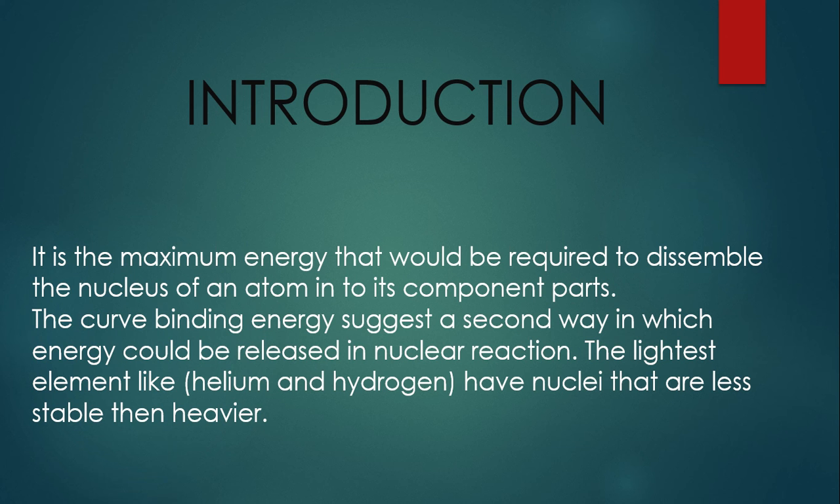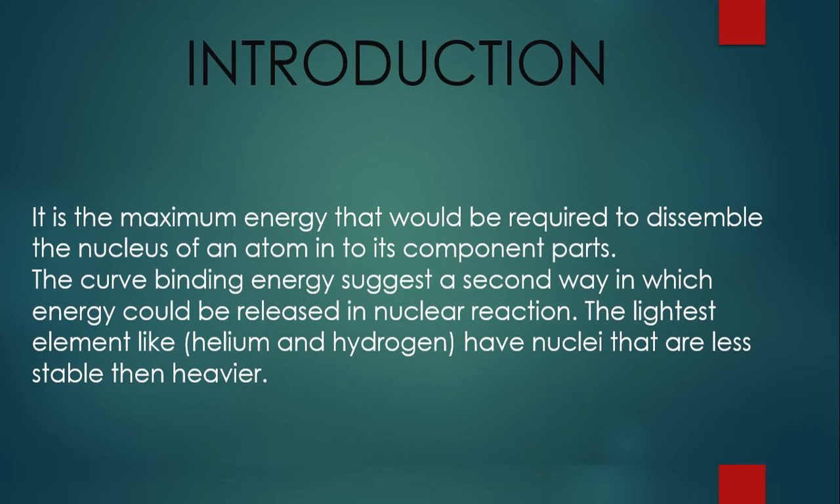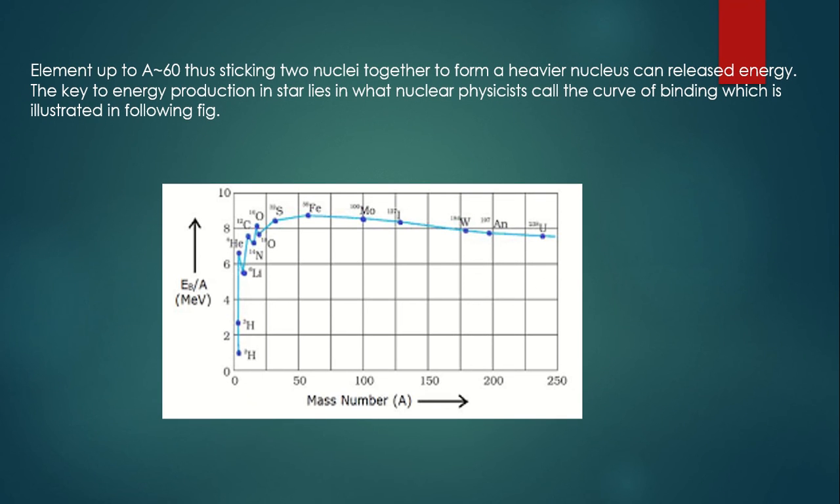Introduction. Binding energy is the maximum energy that would be required to disassemble the nucleus of an atom into its component parts. The curve of binding energy suggests a second way in which energy could be released in a nuclear reaction. The lightest elements like helium and hydrogen have nuclei that are less stable than heavier elements up to A = 60. Thus, sticking two nuclei together to form a heavier nucleus can release energy.